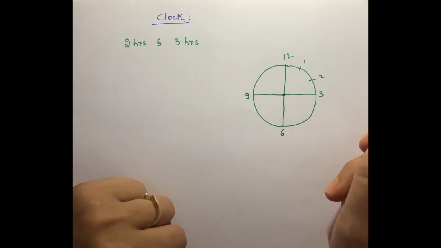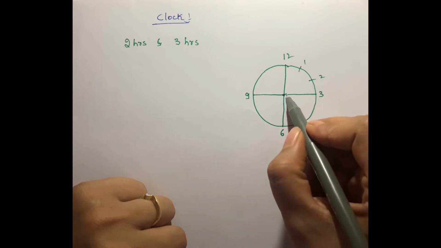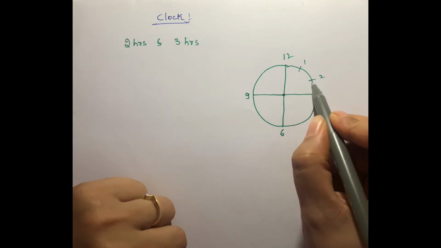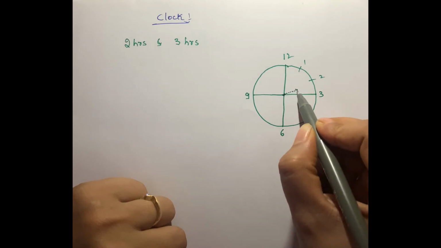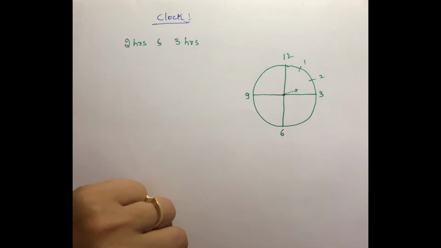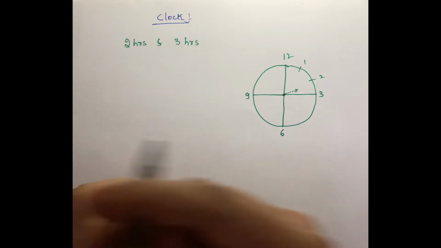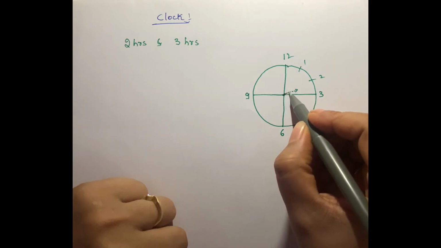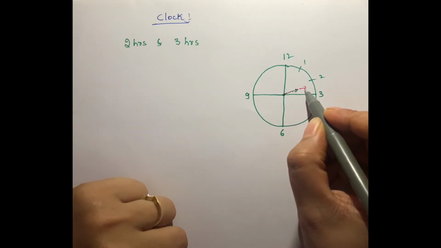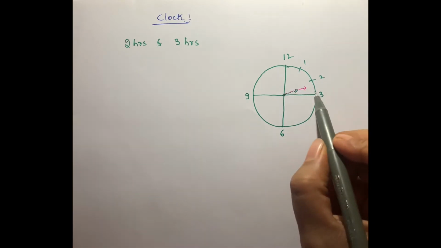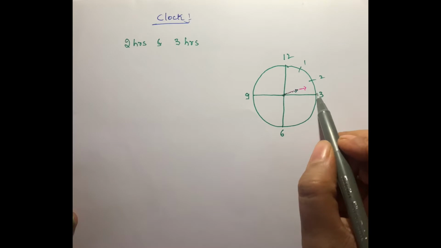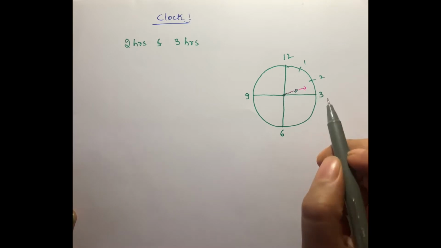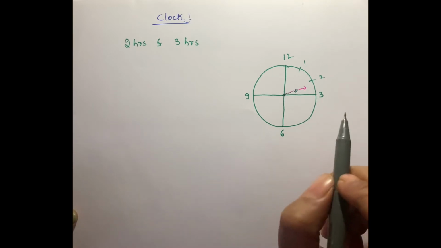So between 2 hours and 3 hours, it means that somewhere here, only in between these 2 and 3 hours, the hour hand as well as the minute hand should meet. But we don't know at what time exactly they meet. So roughly we can draw it like this, but exactly at what time it meets, that should be calculated.